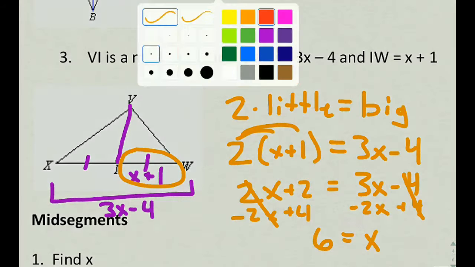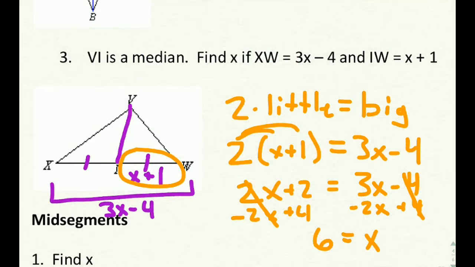And like all good problems, I should always check if I'm doing this right. I plug 6 back in for x, and I would get 3 times 6 minus 4, so that's 18 minus 4, which is 14. 6 plus 1 is 7, and 7 should be half of 14, so that's perfect.